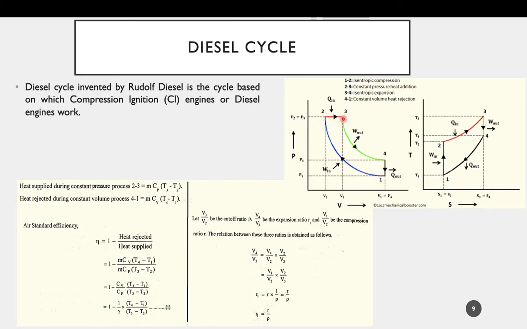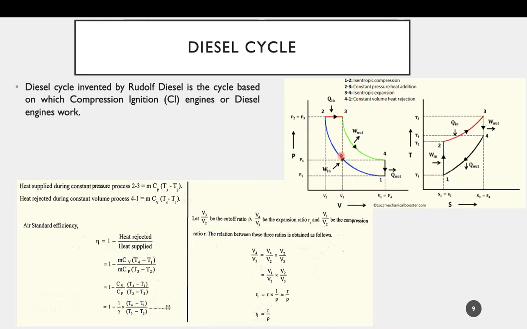And 2 to 3 is a constant pressure process. It is a horizontal line on the PV diagram. It is a constant pressure process where Q amount of heat is added. 3 to 4 is a reversible adiabatic expansion process where the pressure is decreasing and volume is increasing. And 4 to 1 is a constant volume process. It is a vertical line on the PV diagram. It is a constant volume heat rejection process. So since heat addition is at constant pressure, the cycle is known as a constant pressure cycle. Please remember, in diesel cycle, heat addition is at constant pressure and heat rejection is at constant volume, whereas in Otto cycle, both heat addition and heat rejection were at constant volume.